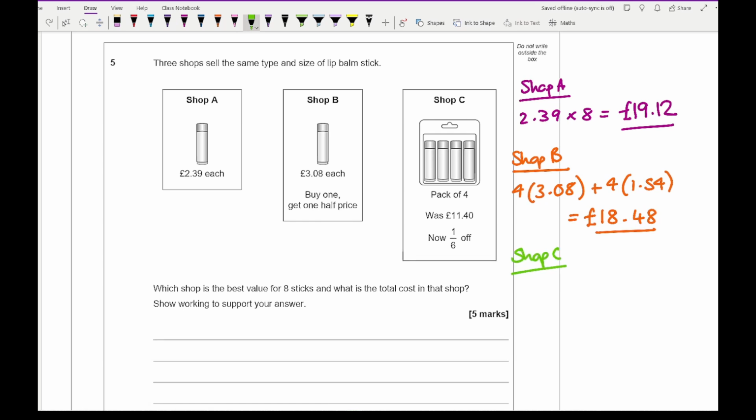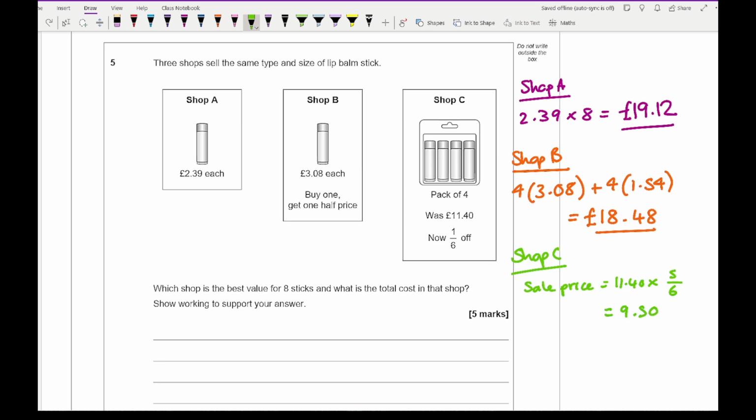Then moving on to shop C. The offer is packs of 4 was £11.40 and now is a sixth off. So the sale price is going to be £11.40 multiplied by 5/6, because that's how much money you're paying. Alternatively, you could work out how much money you're getting discounted and then take that away from 11.40. The discount is actually going to be £1.90, so it's £11.40 minus that, and it comes up to £9.50.